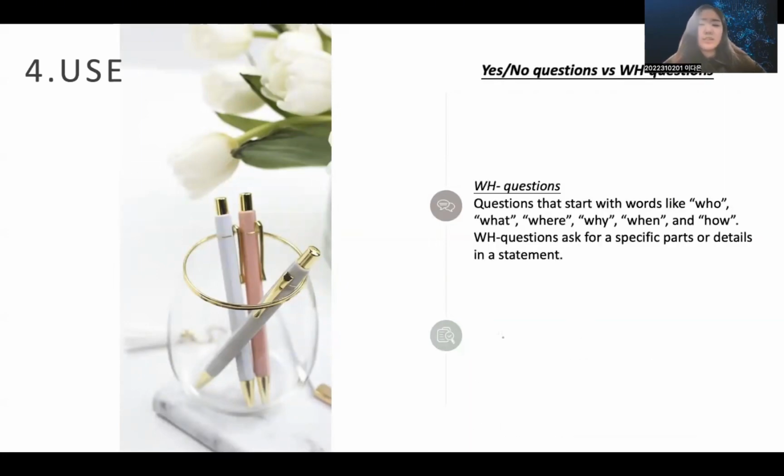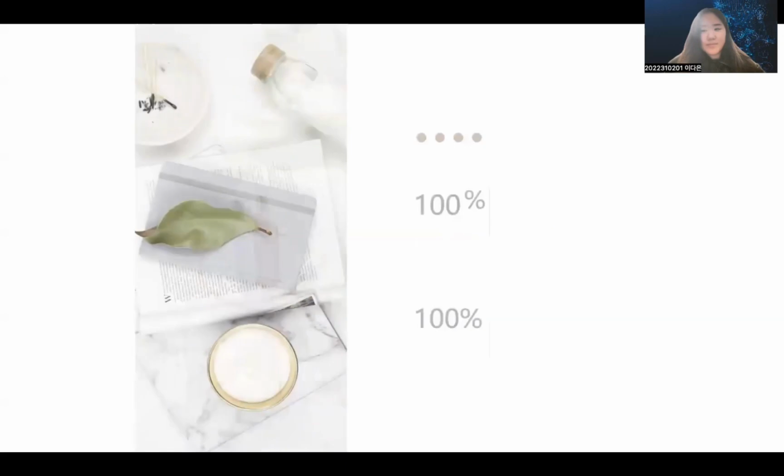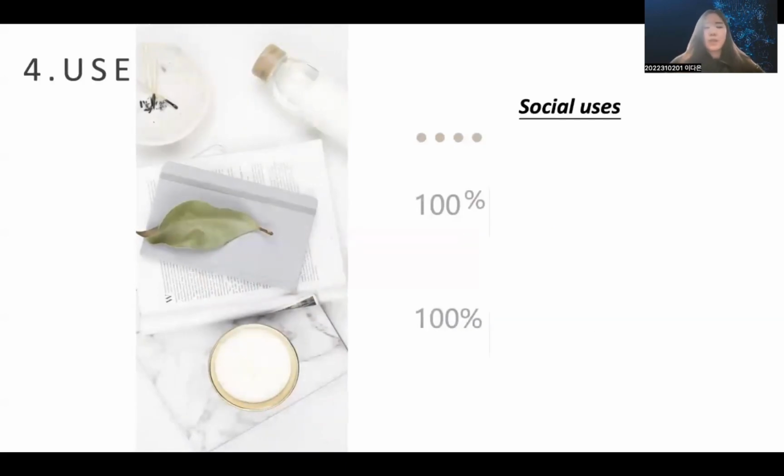Questions that start with words like who, what, where, why, when, and how are WH questions, and they ask for a specific part or details in a statement. For example, "How was the concert?" "What concert?"